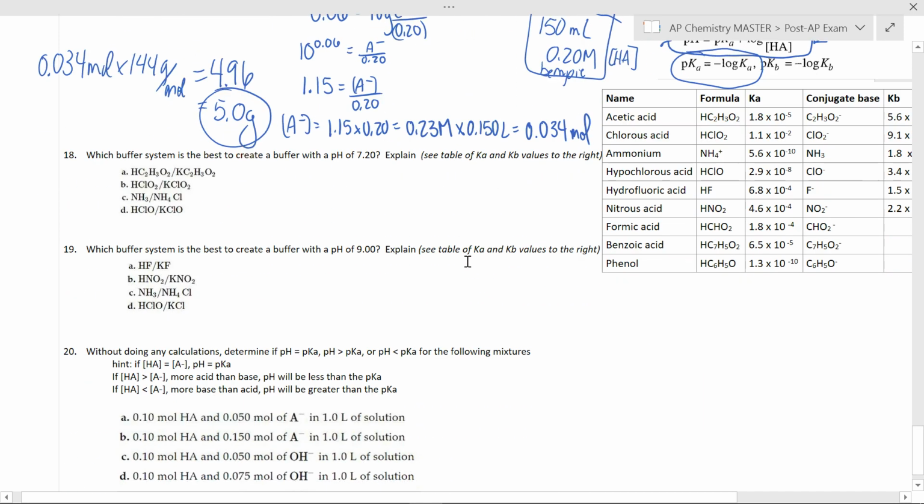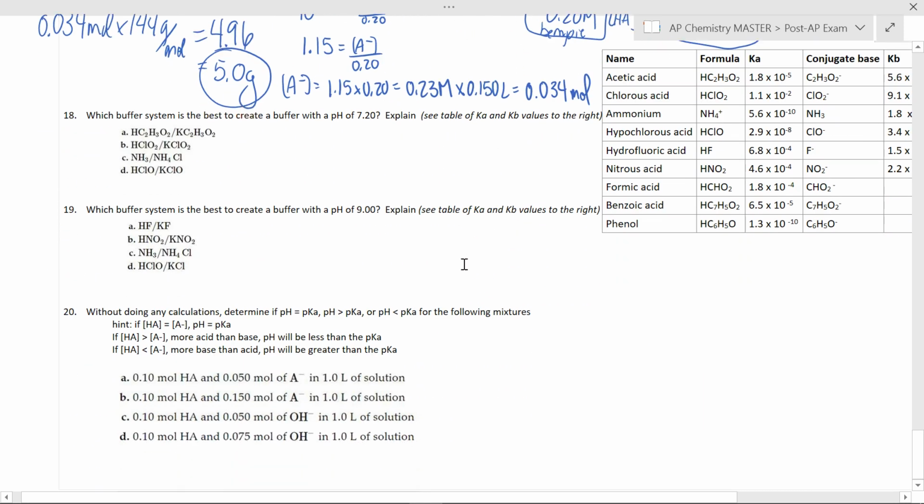And then down here, this is a matter of picking out which components would be best to make a buffer with a certain pH. So we want a buffer of a pH of 7.2. The rules are to have a good buffer, we want to make sure that they are a weak acid-base conjugate pair.